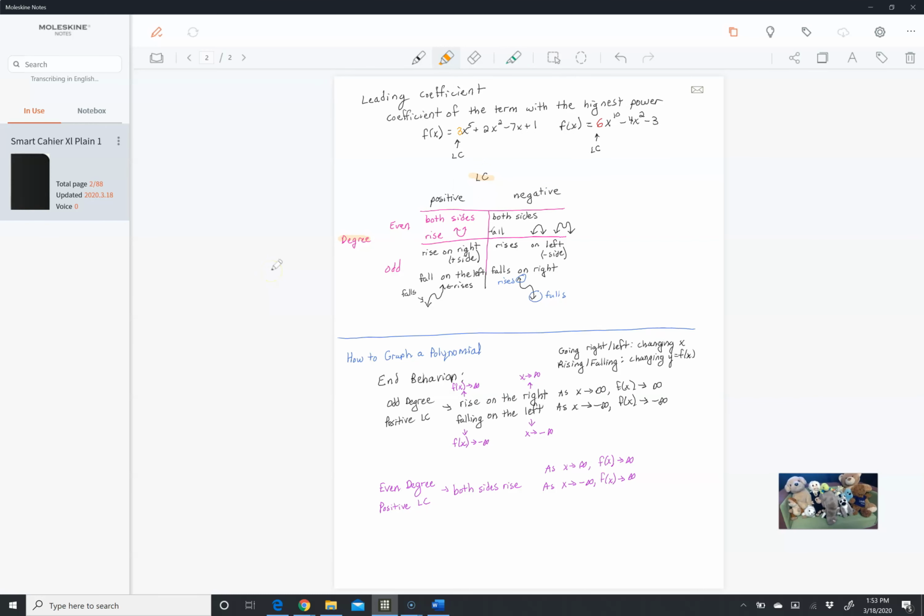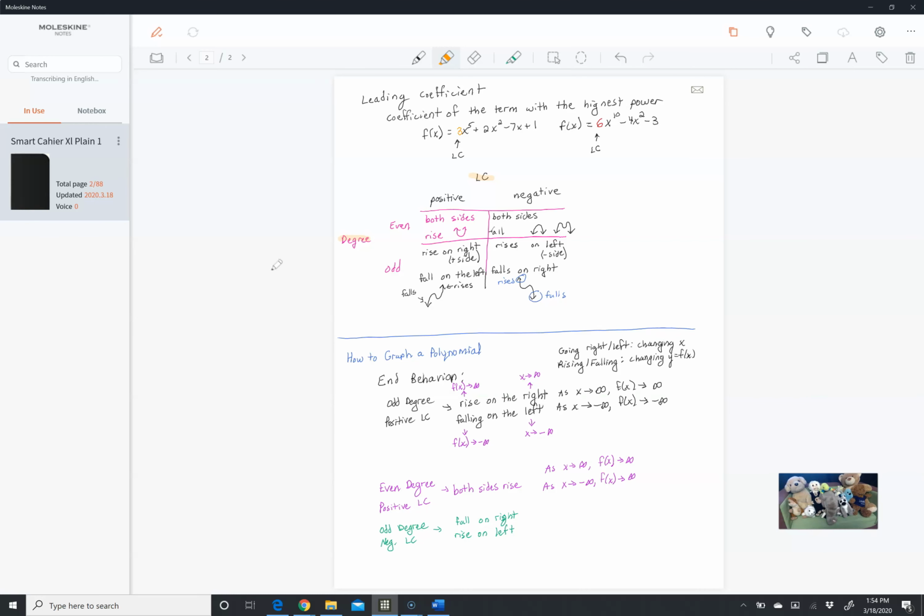Okay, let's talk about odd degree and a negative leading coefficient. So odd degree says that they're both doing different things. A negative leading coefficient means that it's going to fall on the right, but rise on the left. So remember, it rises on the negative side here, and the left is our negative side.